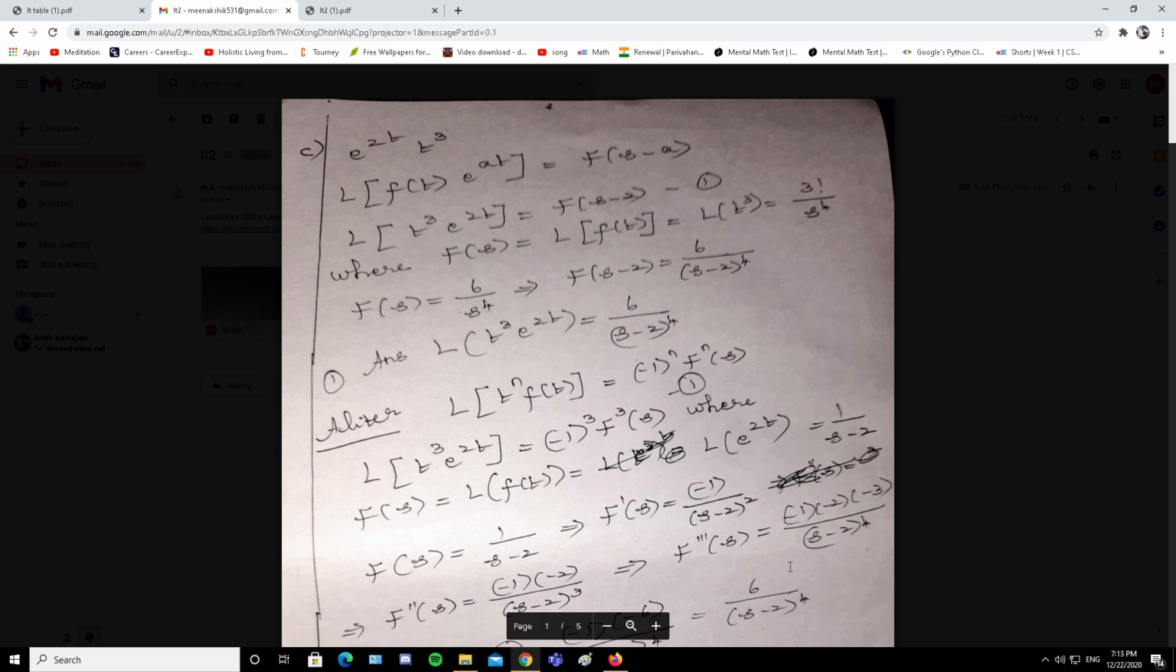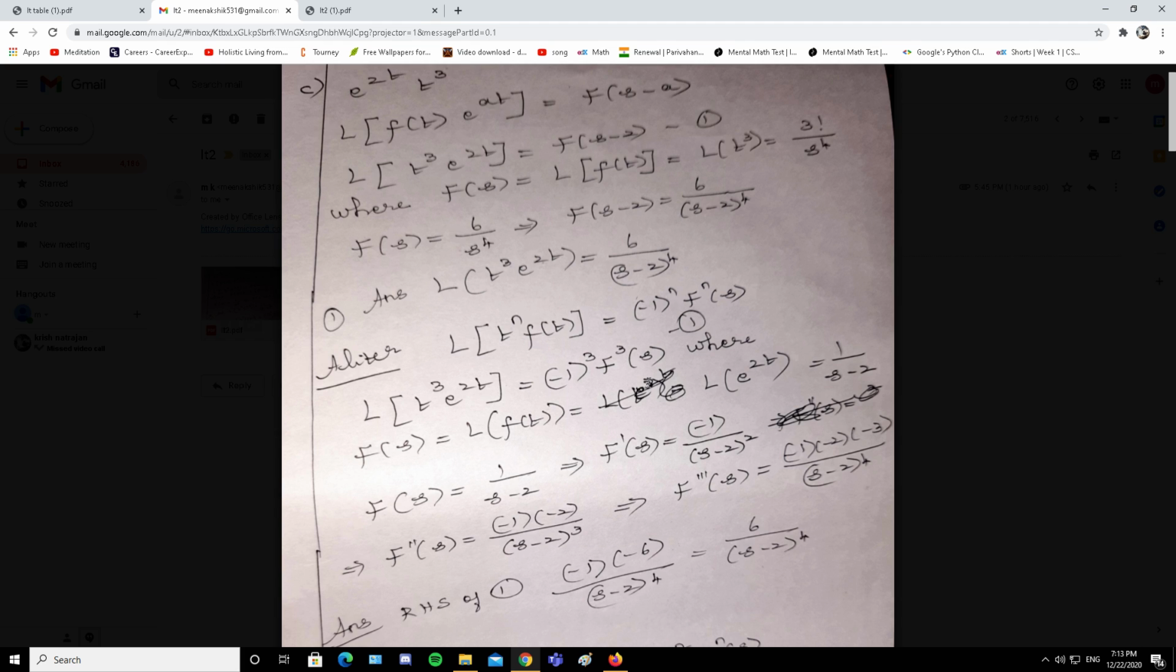So find the three derivatives. F dash of s is minus 1 by s minus 2 whole square. F double dash of s, the second derivative, is minus 1 into minus 2 by s minus 2 whole cube. Third derivative is minus 1, minus 2, minus 3 by s minus 2 the whole power 4. So we have got the third derivative. Substitute this in 1. So the right side of 1: minus 1 whole cube is minus 1, and F3 of s is minus 6 by s minus 2 whole power 4. So we get 6 by s minus 2 whole power 4.